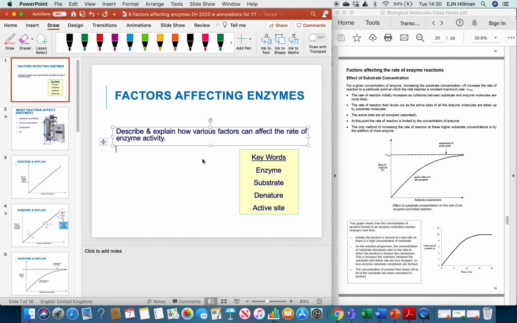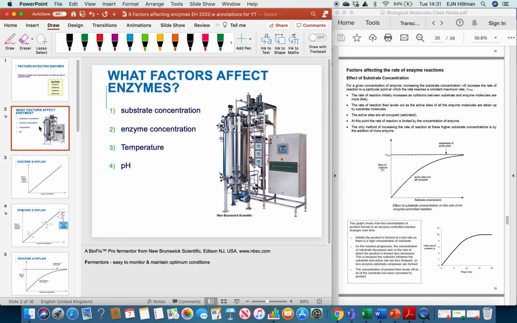Okay, so we're going to look at some various factors, try to describe and explain how those factors affect the rate. So what factors do affect the rate then? Substrate concentration, enzyme concentration, temperature and pH are the four factors that you need to be familiar with, as well as, and I'll do this in a subsequent video, inhibitors. I'm just going to concentrate on these four during this video though.